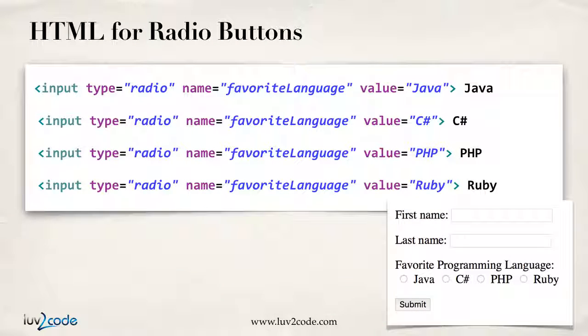So let's go ahead and look at the HTML here for radio buttons. You'll set up your input type of radio, and then you give the name, favorite language, and then the value, Java, and then an actual label for the user to see. And you repeat this for each one of the languages here for C#, PHP, and Ruby. So the key here is that the input type equals radio, and that'll give you a radio button.